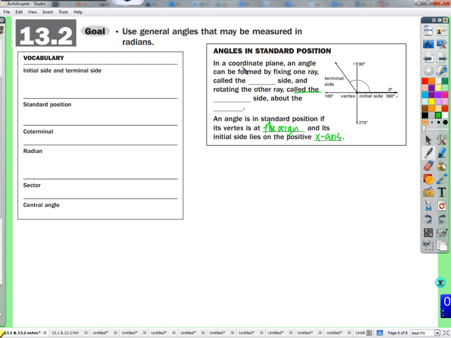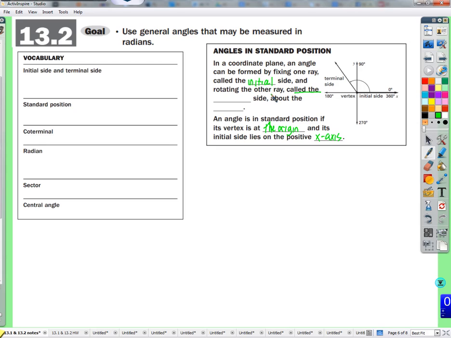So in a coordinate plane, an angle can be formed by fixing one ray. What's a ray? Like a line that just goes on in one direction, forever. A line goes both directions; a ray goes from a point and goes on forever. So it's called the initial side.